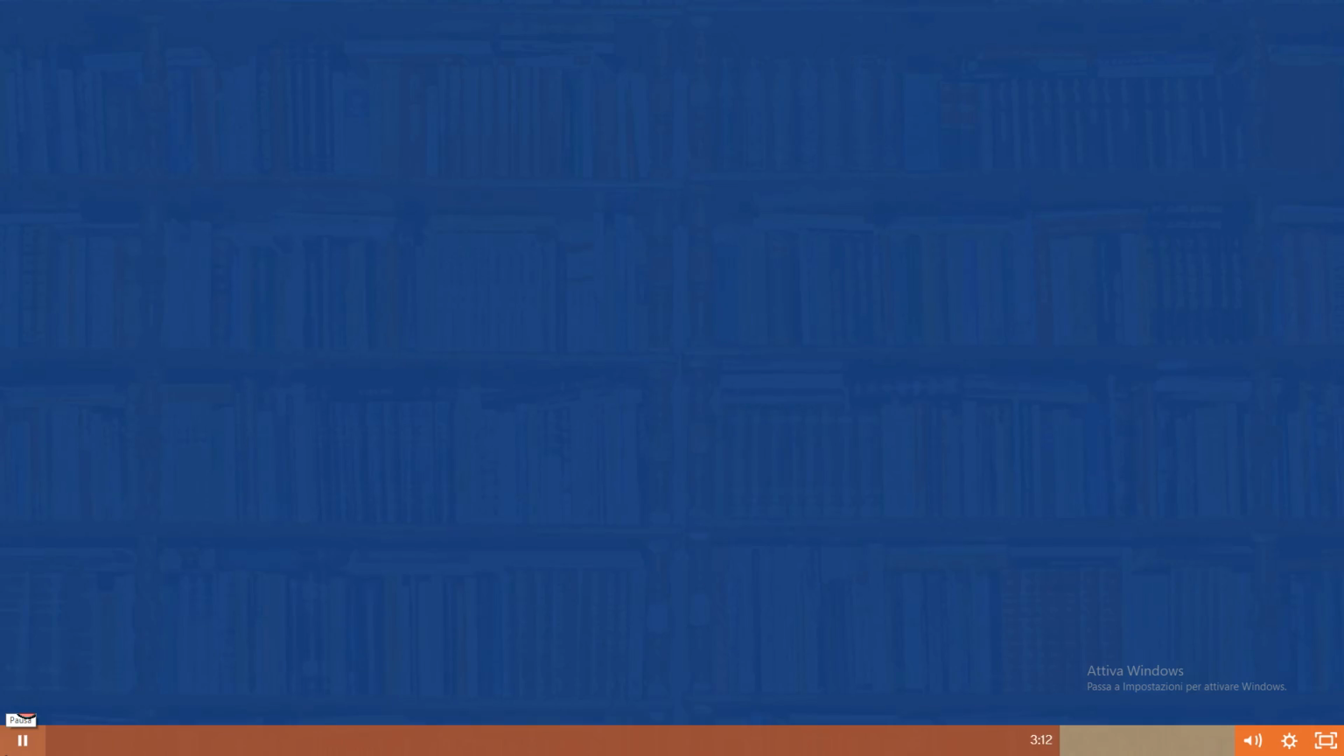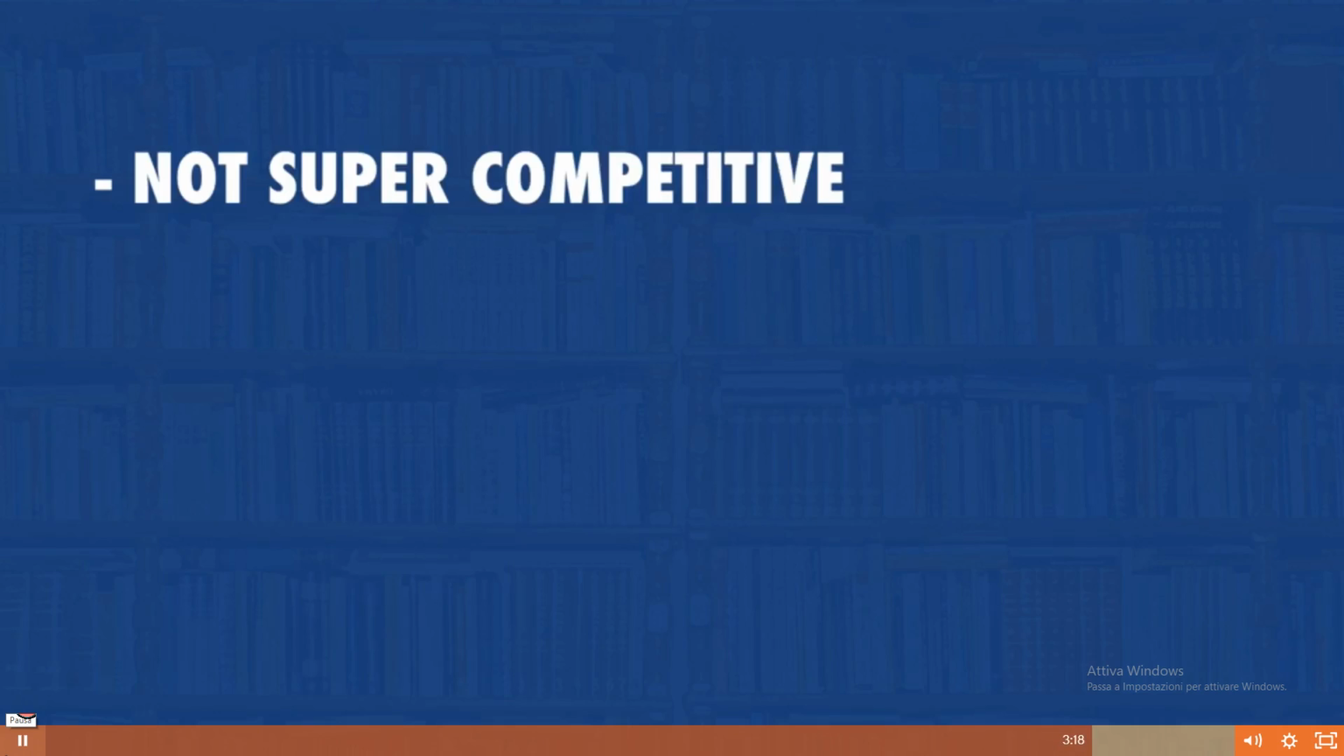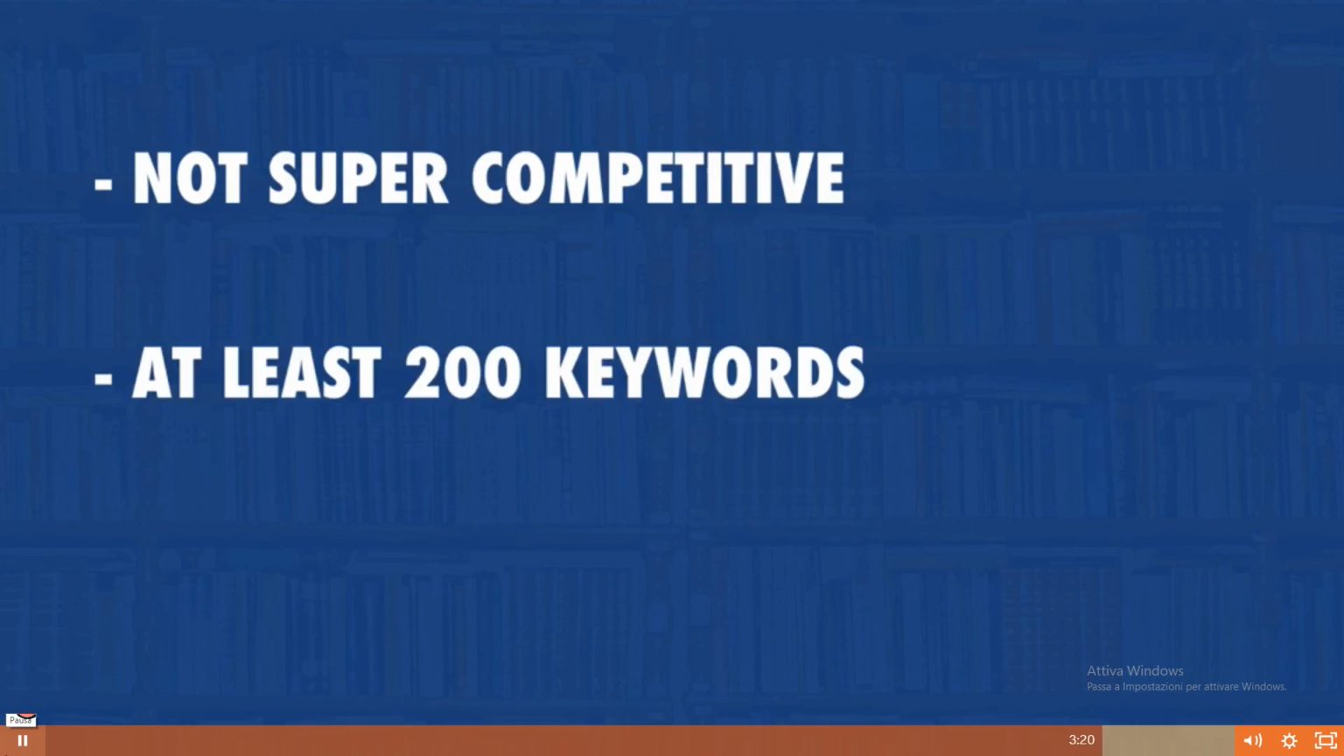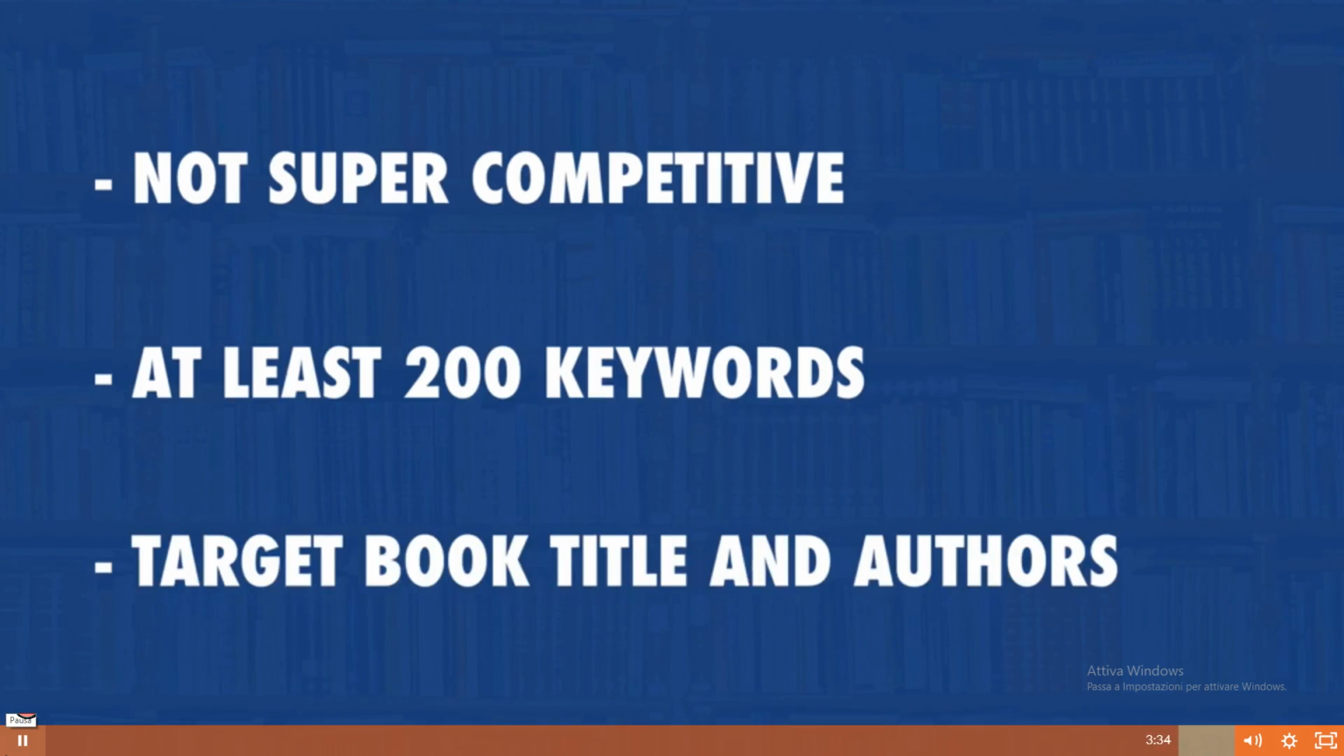So, to review what we've learned, the best keywords for AMS are those that get searched for but are not super competitive, and it's best to start with at least 200 keywords but strive for 300 to begin with. Later on, you can pare them down or scale them up to fit your needs. It is also not only allowed but highly recommended that you target book titles and authors as well.